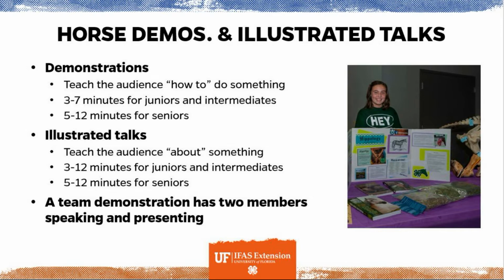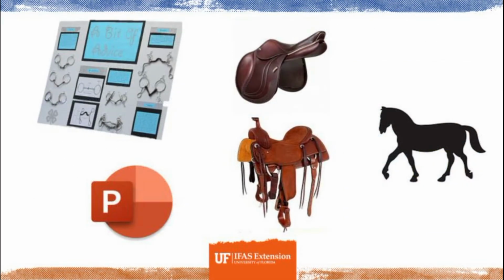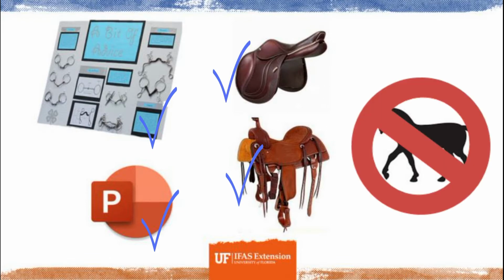Illustrated talks are just talking to your audience members about something. So maybe you're talking to them about the breeds of horses or about the different types of saddles. With both of those, demonstrations and illustrated talks, you are using props or visuals. That can be posters, you can use PowerPoints, you can actually bring things in like saddles, no live animals. So unfortunately, you cannot bring in your horses.